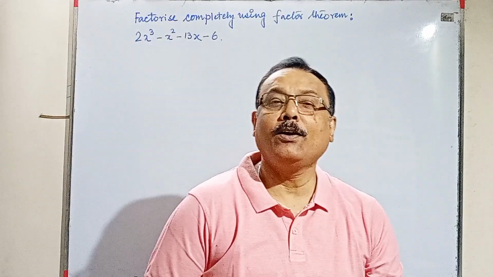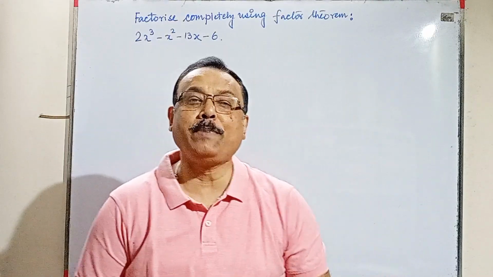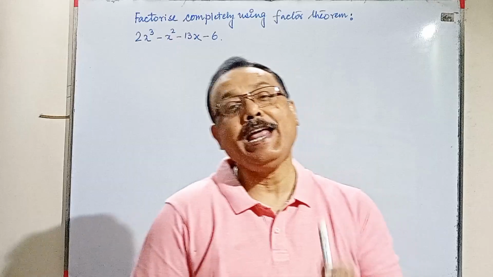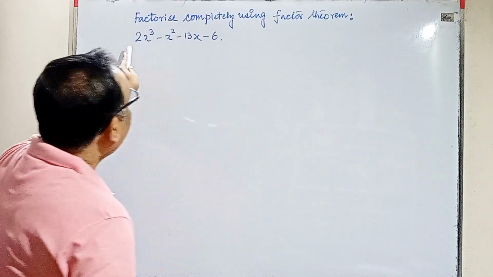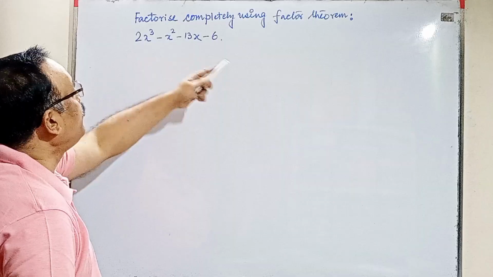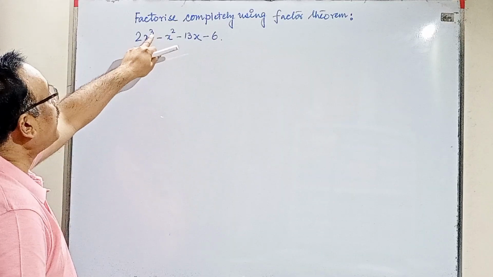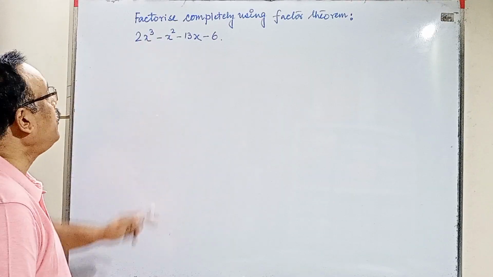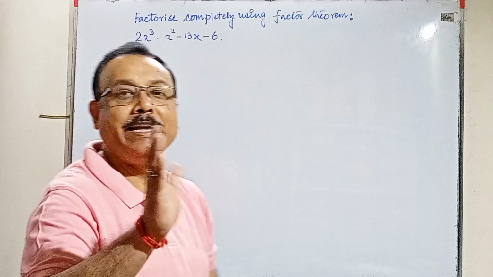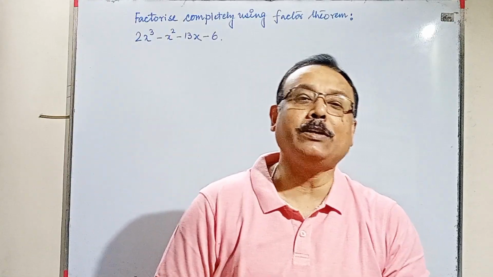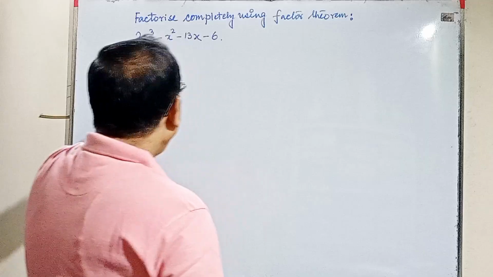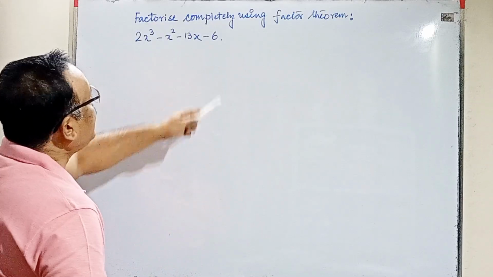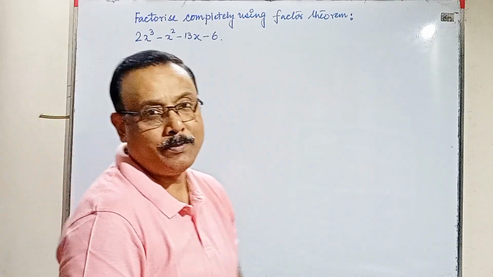If you have seen all the previous year board exam papers of class 10 ICSE, every year this variety of question has come. Here a polynomial is given and the highest power of the variable, that is the degree of this polynomial, is 3. Since the degree is 3, naturally there will be 3 factors. So I need to find the factors of this using the factor theorem and remainder theorem.